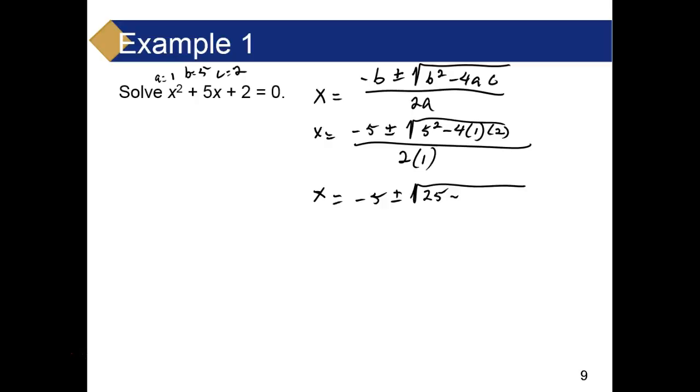Then you multiply the numbers together. 8. Then you divide by 2 times 1, which is 2. And this is minus 5 plus or minus the square root of 17 over 2. There's your answer, you're done. Without having to complete the square, without having to try to factor or anything else, there's your answer. Plug it in.